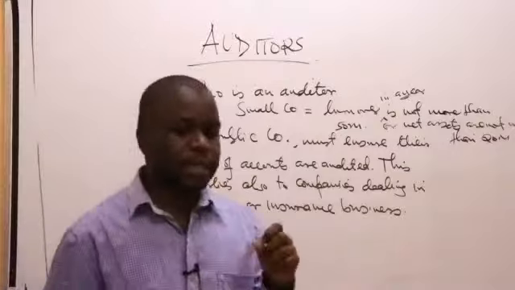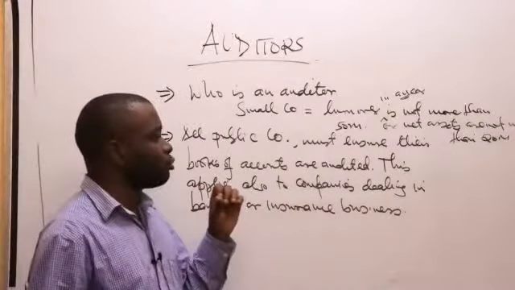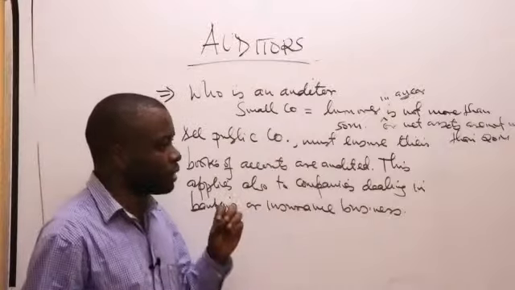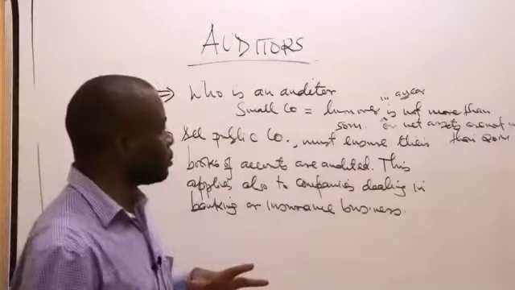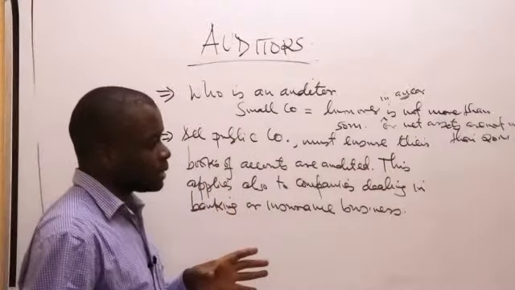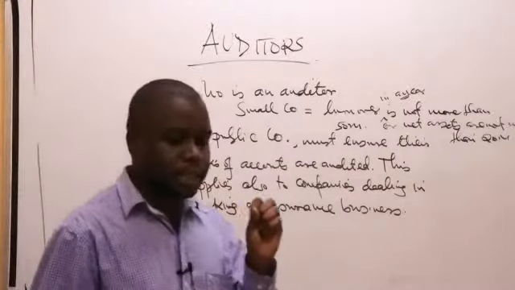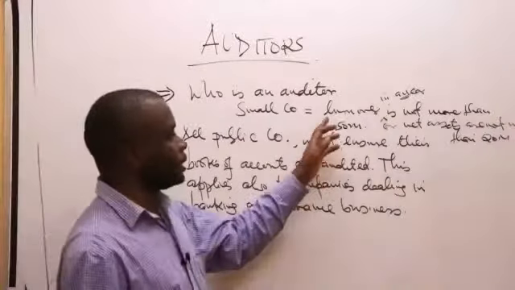If a company is a small company, it's not mandatory for it to ensure that its books of accounts have been audited. So for a small company, as I've told you how they categorize it under the Companies Act, for example, the annual turnover is not more than 50 million.